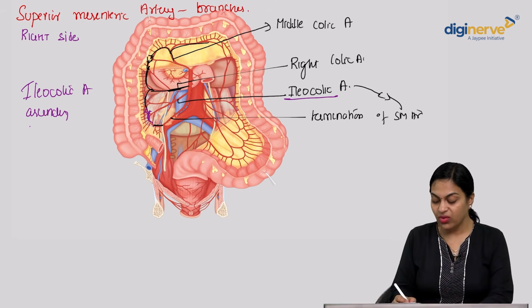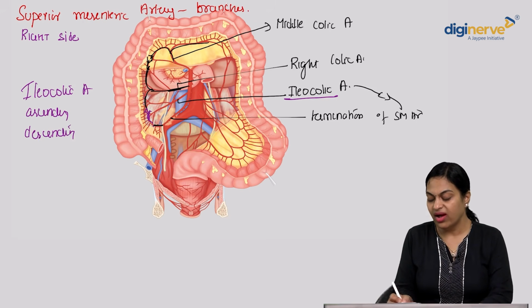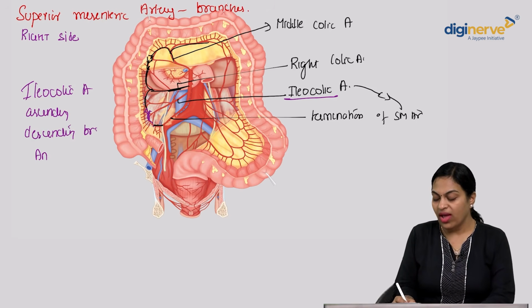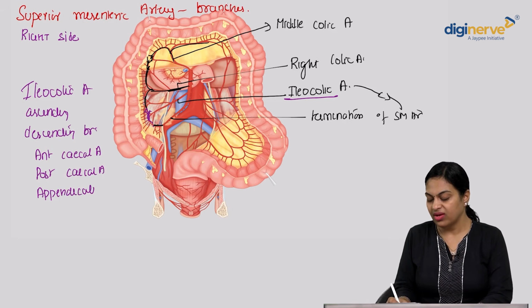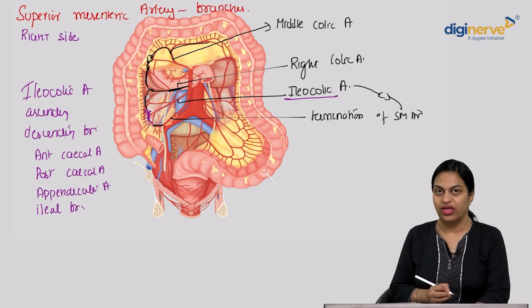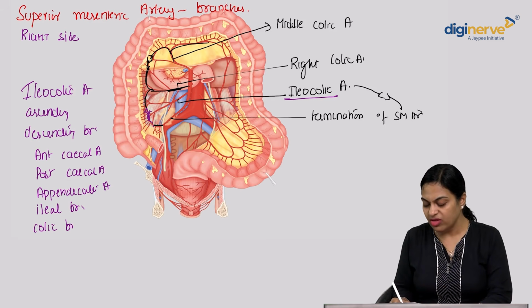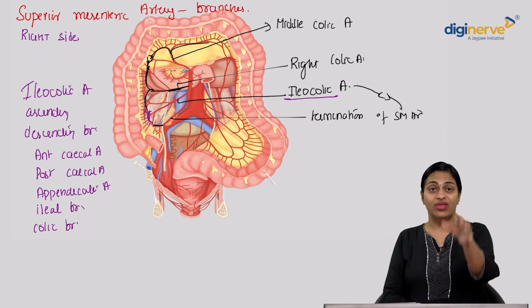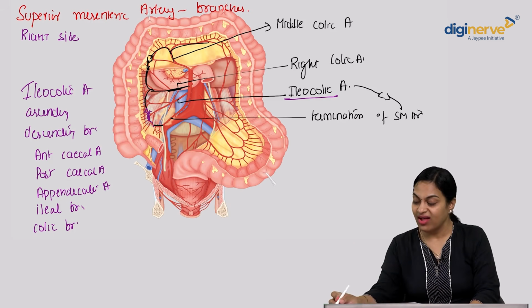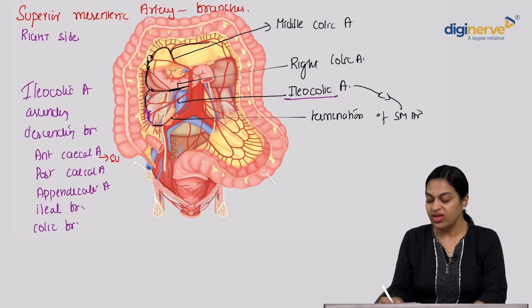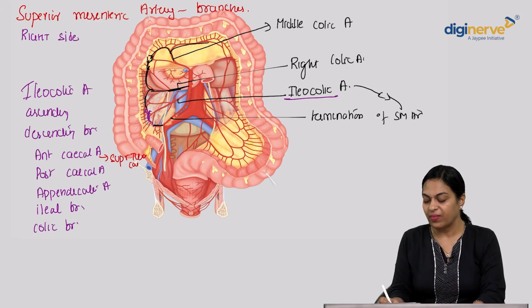And then the descending branch of the ileocolic artery is going to further divide into the anterior cecal artery, posterior cecal artery, and the appendicular artery. Also, it will give rise to a branch that supplies the terminal part of the ileum and another branch to supply the ascending colon. So these are all the branches of the ileocolic artery. The anterior cecal artery will lie in the superior ileocecal fold.